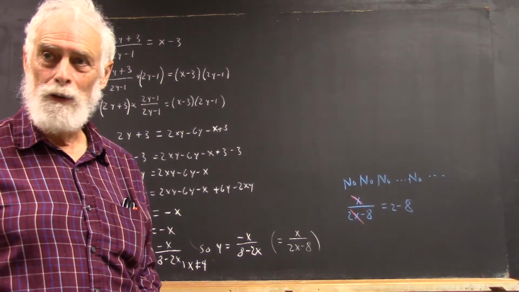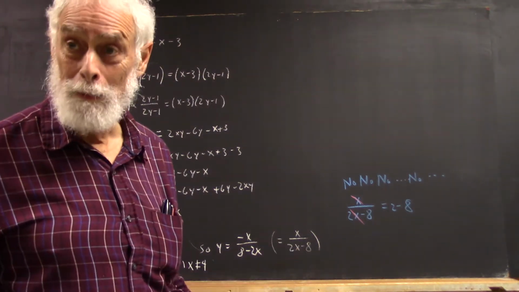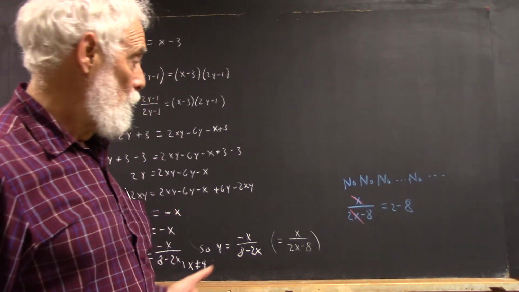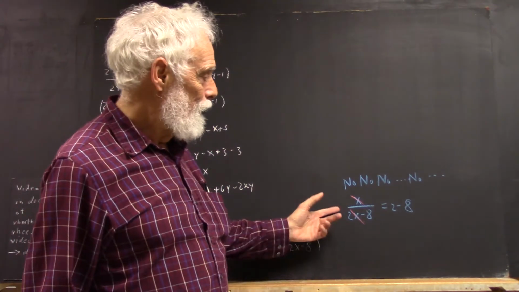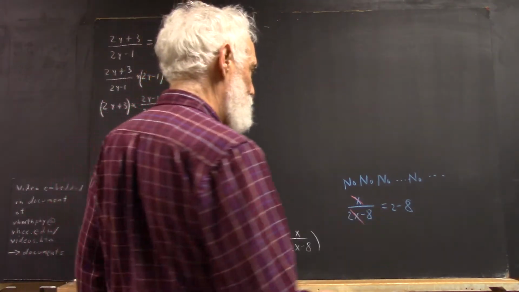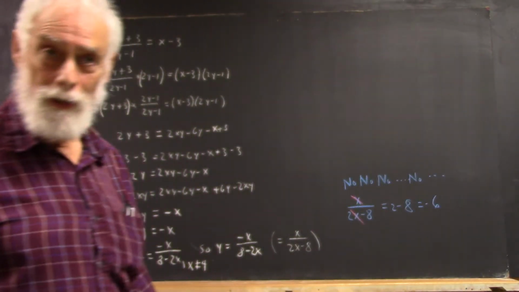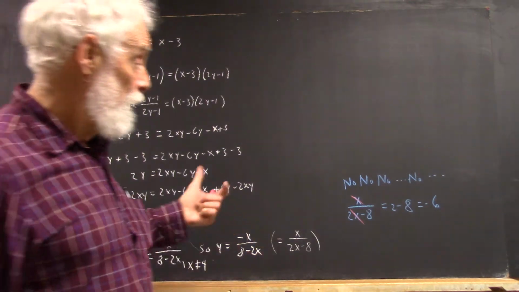Crossing them out just because they look the same and it looks like they ought to be crossed out is not a mathematical operation. Okay? I don't want you to cross things out. Clearly, this is not equal to -6 for all values of x. Okay? There are two errors here.